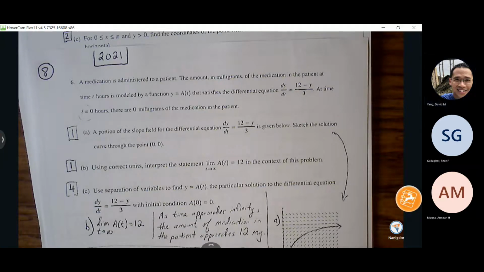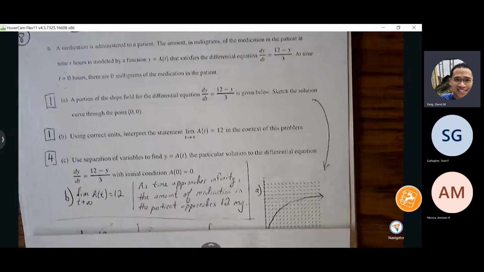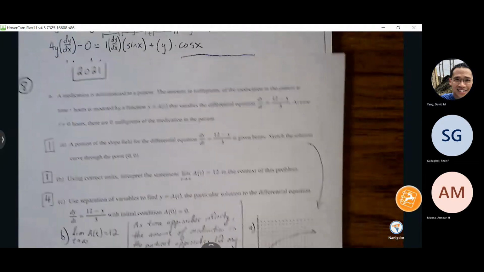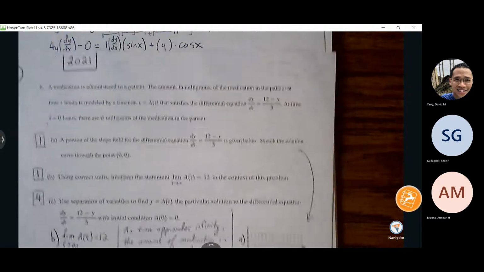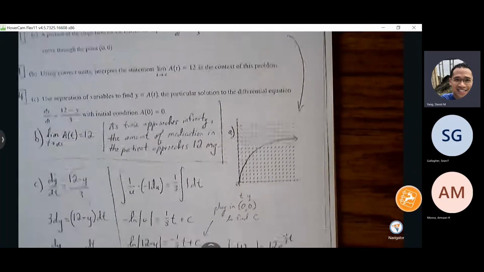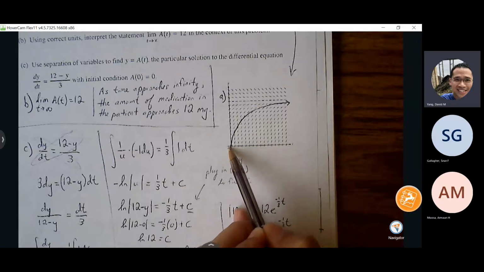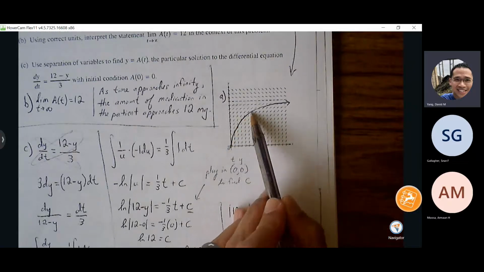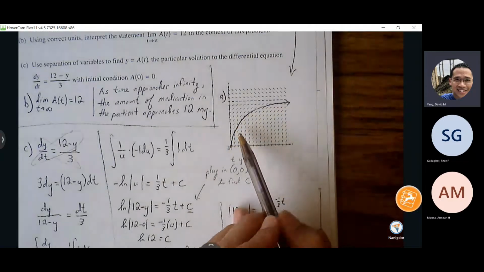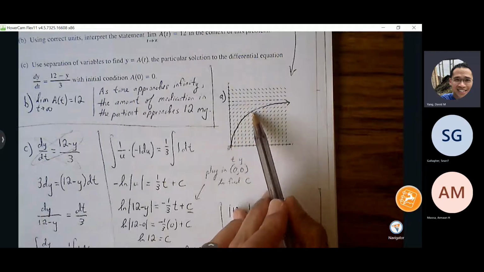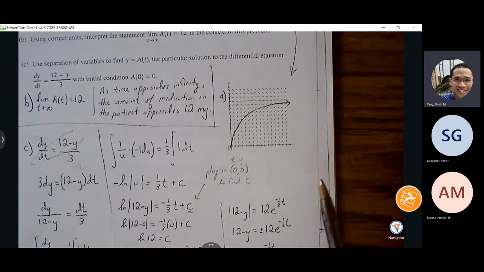Part A, a portion of the slope field is shown. Sketch the solution. That's easy. The ordered pair 0, 0, just highlight that point and then just sketch the graph through, let the slope field kind of help guide your curve as you move along.